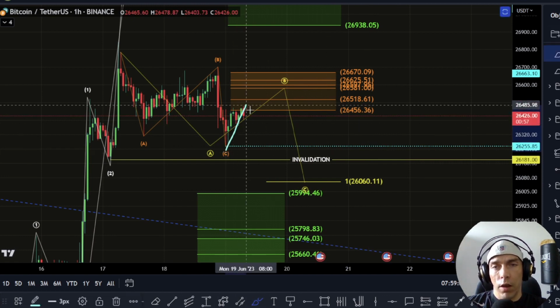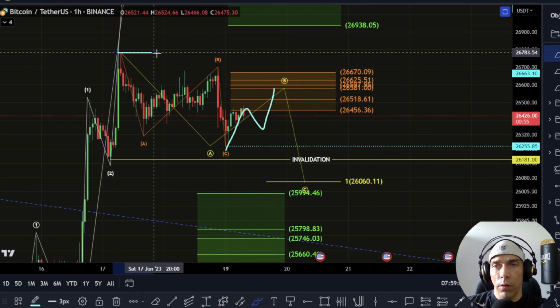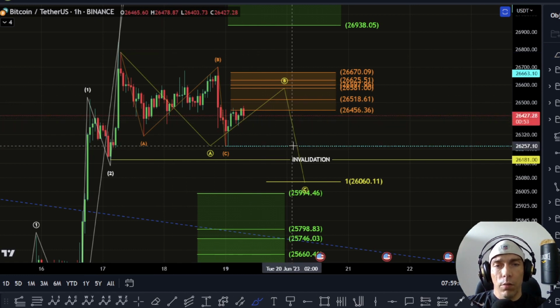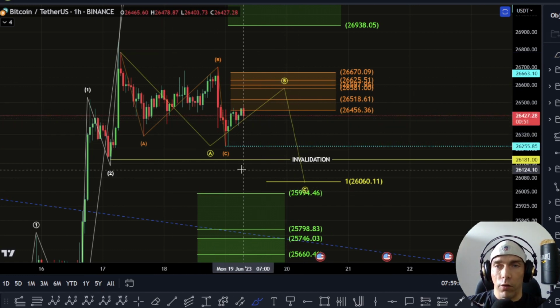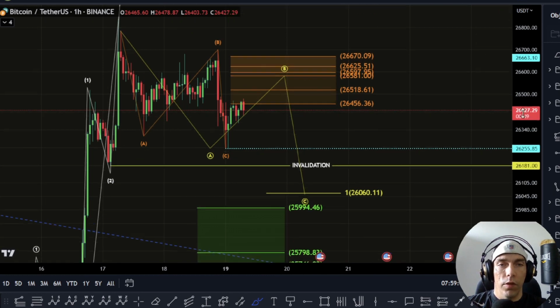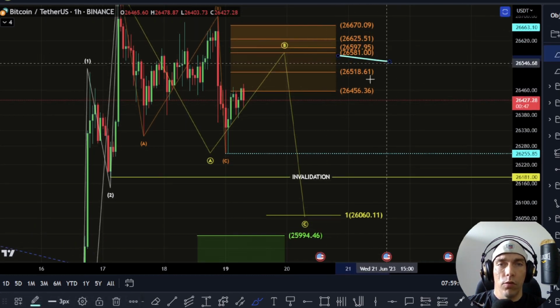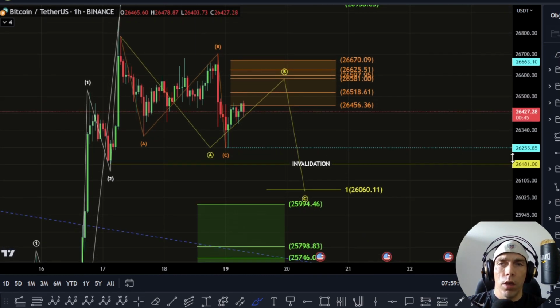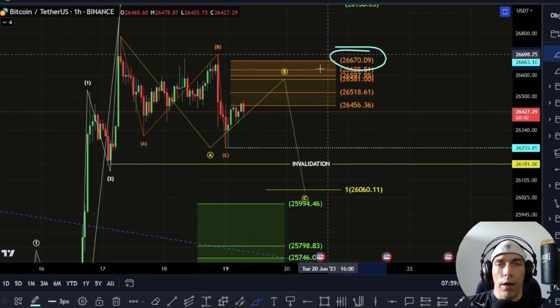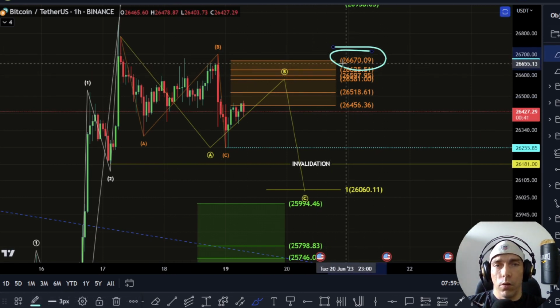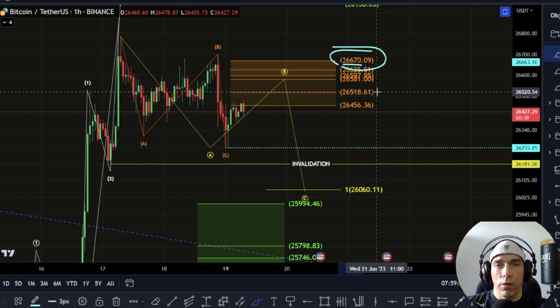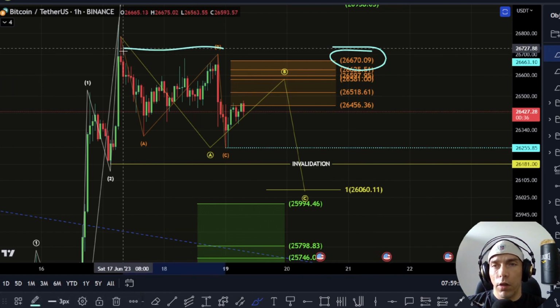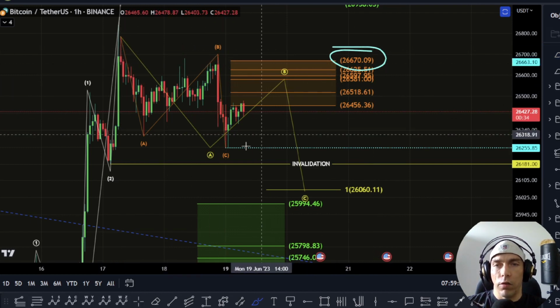So if we do just get a 3-wave move to the upside here and we fail to actually take these highs, what I'd then be looking for would be that continuation to the downside. So I've taken this just off of the 0.618 here, which would be this 26,581, though it would be quite an interesting area higher up here towards this zone of this 26,670 level, looking to actually come back and interact with some of these highs. So I'm going to be keeping an eye on that.